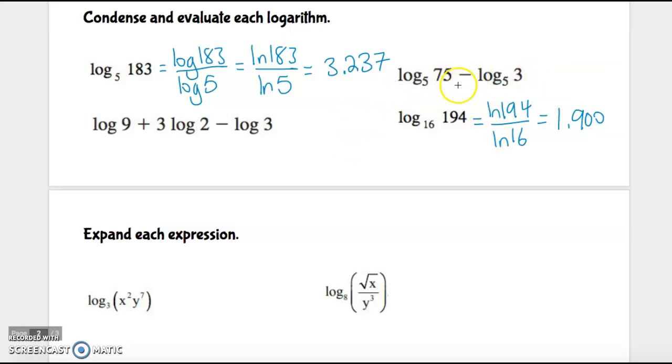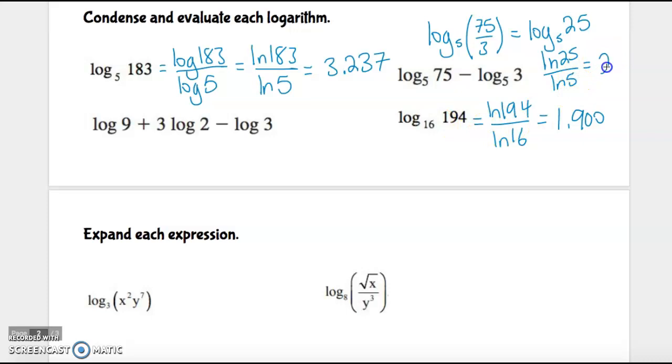All right, for these ones, you have to do a little bit of work first, which is okay. All it means is that I'm going to combine or condense my logarithm first. When I have subtraction between 2 logarithms, it turns into division instead of 1. So log base 5 of 75 divided by 3, and then I can simplify that a little bit. So that's log base 5 of 25. And now I can actually calculate that by doing natural log of 25 divided by natural log of 5 in my calculator, which gives me the number 2.